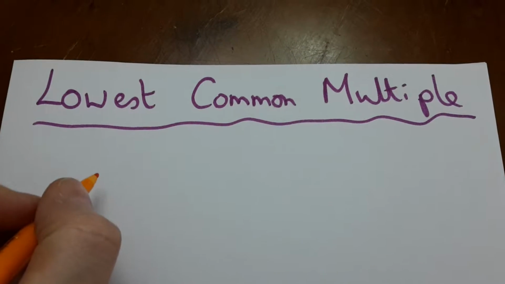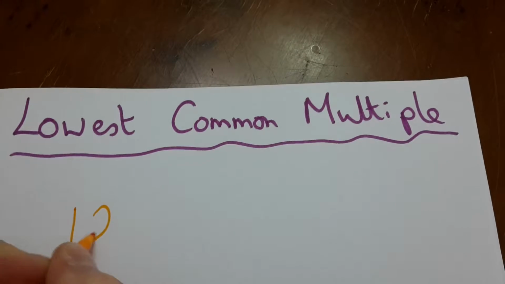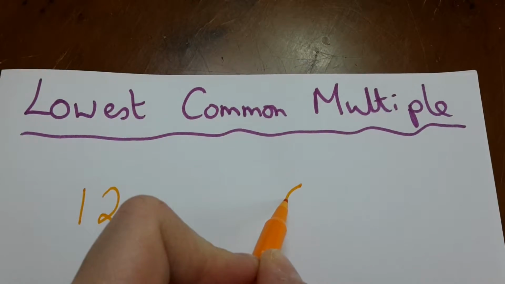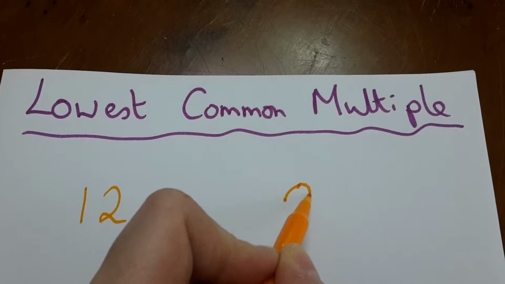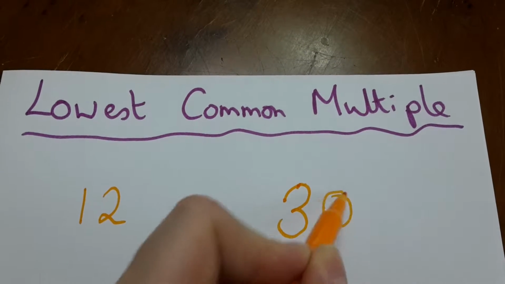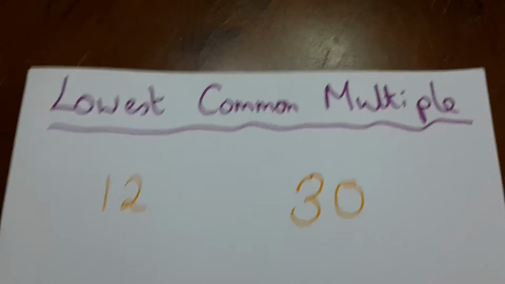So for example, if I had 12, for instance, and what should we do? Brain's gone dead. 30. Yep. Okay. Right.